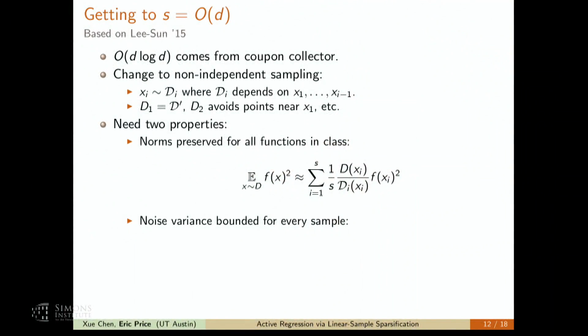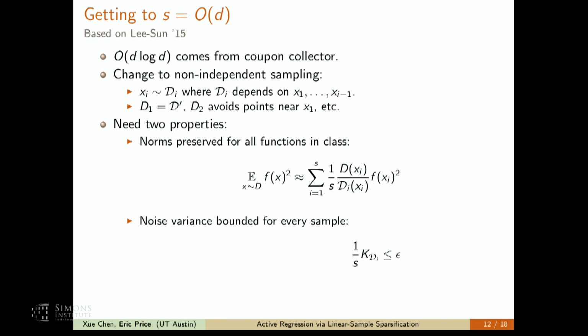And so the first property of having the norms preserved is saying that, naively, your average value of d over di times f of x squared is close to the actual expectation. And the noise variance being bounded turns out, it's a little bit of calculation, to be saying that each individual distribution di has a bounded condition number. And as long as each one has a bounded condition number, that's going to say that the variance due to the noise is small. And you can show that the expectation due to the noise is 0.